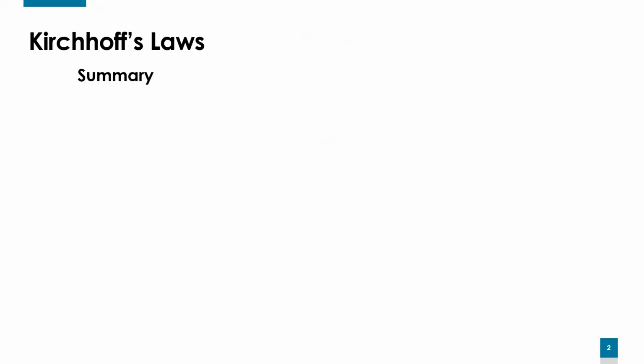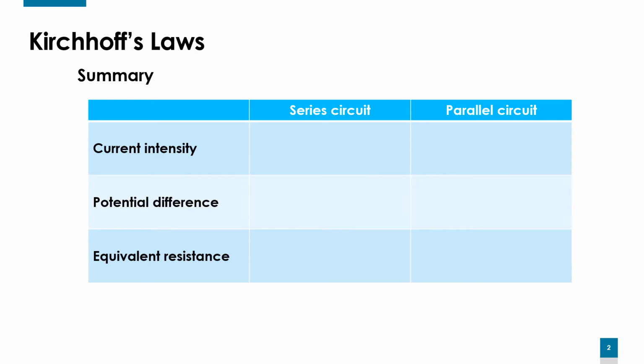So let's go. In the previous video, I finished with the summary. So I'm going to put it back here for you to remember about the series circuit and the parallel circuit. In the series circuit, the current intensity is equal. So I1, I2, and I3 are the same as the I total. And in a parallel circuit, they are the sum because they split. So the I total is the sum of I1 plus I2 plus I3.